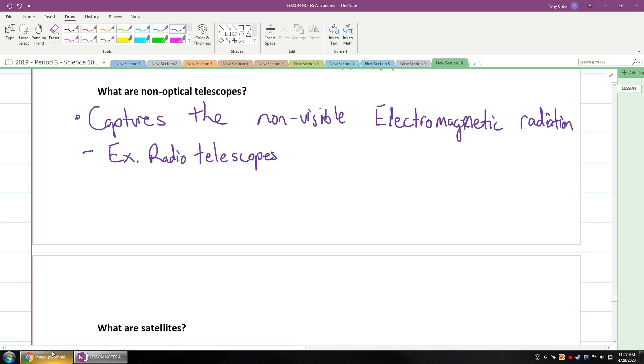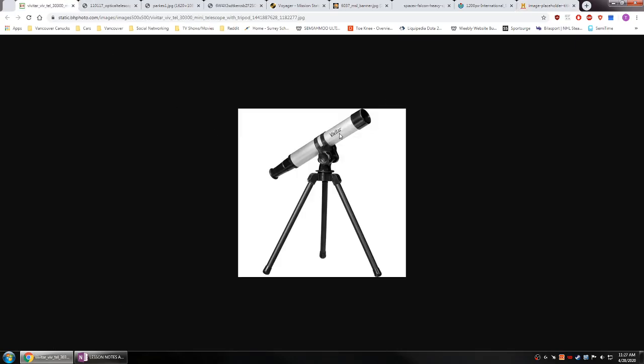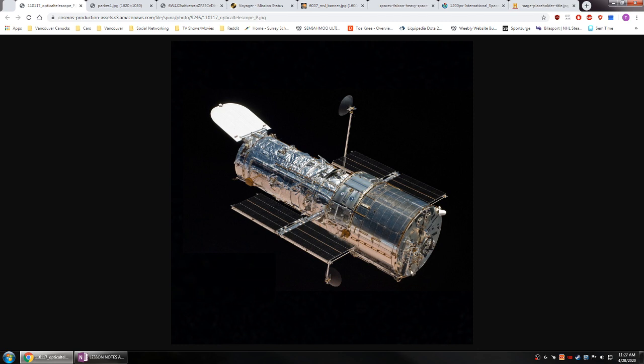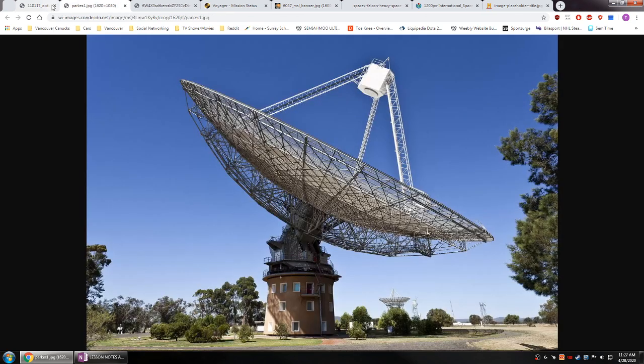So here are some examples of pictures. This is an optical telescope. This is your standard telescope that you have at home that you might look into the night sky with. These are what scientists might use to study space. So this is an example of the Hubble Space Telescope that's out in space. But these are what we call non-optical telescopes. This is a radio telescope meant to capture anything that's in the non-visible region of space.